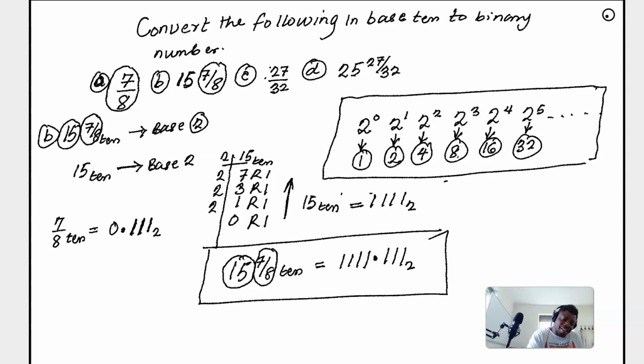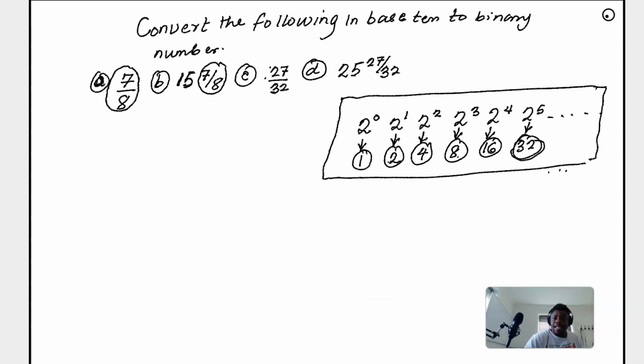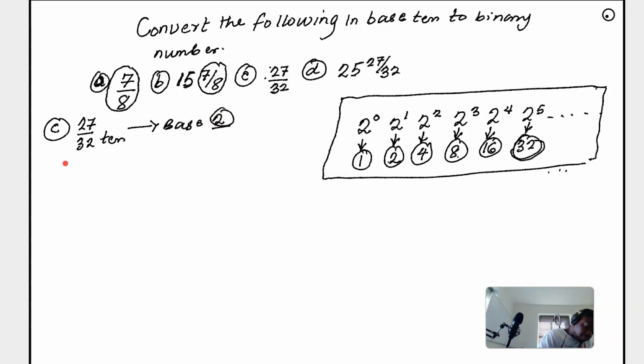Don't worry about it. I'm going to take question C so you have more understanding about that. Let's dive into question C. So C, 27 over 32 in base 10 to base 2. Now, we have used our base 2 to generate this formula. Remember, if it is base 3, you will use your 3 to generate this formula. So now here, we have 27 and 32.